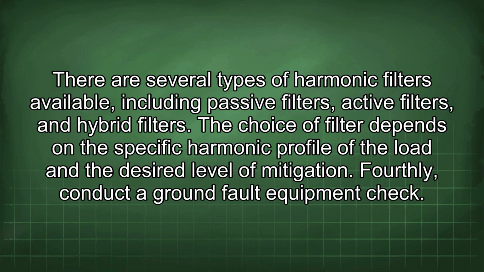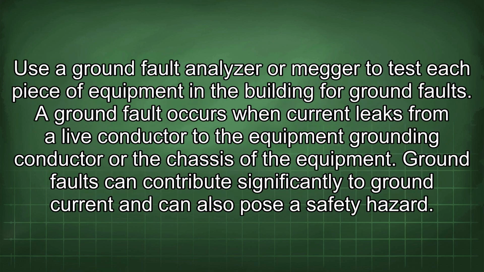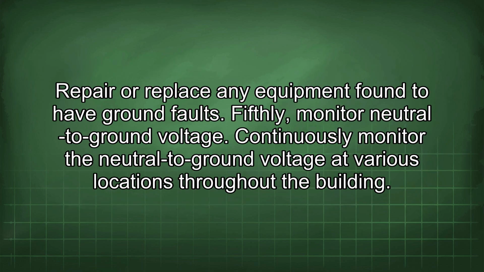Fourthly, conduct a ground fault equipment check. Use a ground fault analyzer or megger to test each piece of equipment in the building for ground faults. A ground fault occurs when current leaks from a live conductor to the equipment grounding conductor or the chassis of the equipment. Ground faults can contribute significantly to ground current and can also pose a safety hazard. Repair or replace any equipment found to have ground faults. Fifthly, monitor neutral to ground voltage.